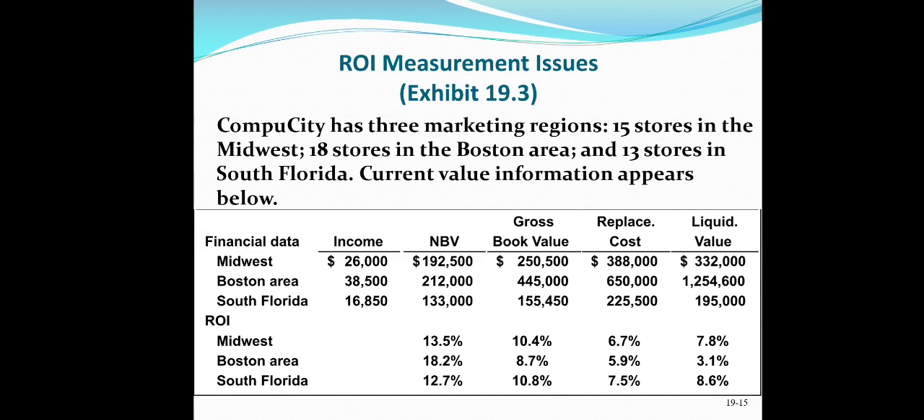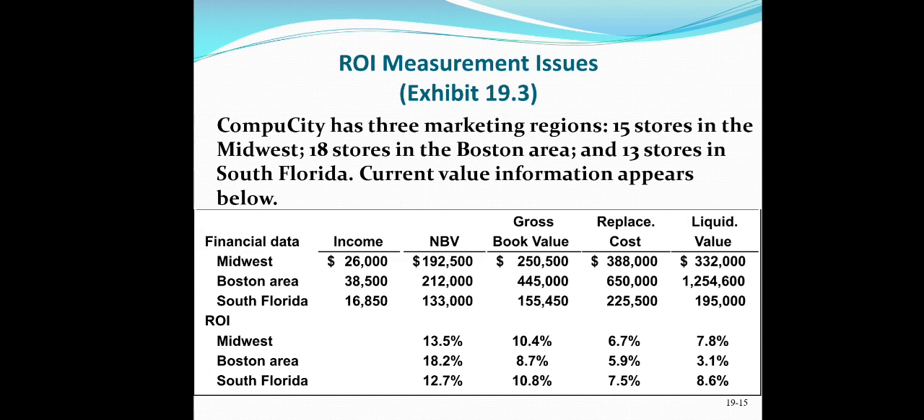So this is Exhibit 19.3. CompU City has 3 marketing regions: 15 stores in the Midwest, 18 stores in the Boston area, 13 stores in South Florida. Current value information appears below. See Midwest, income 26,000, and then net book value is 192,500. You can see the numbers here: book value, replacement cost and liquidation value. I hope you can follow the definitions in the previous slide. And now see this table: Boston area, South Florida. See the numbers here.